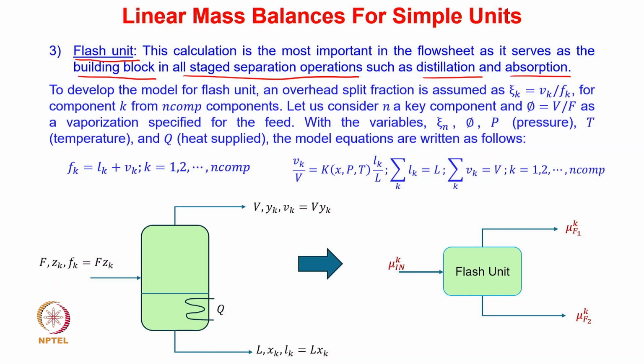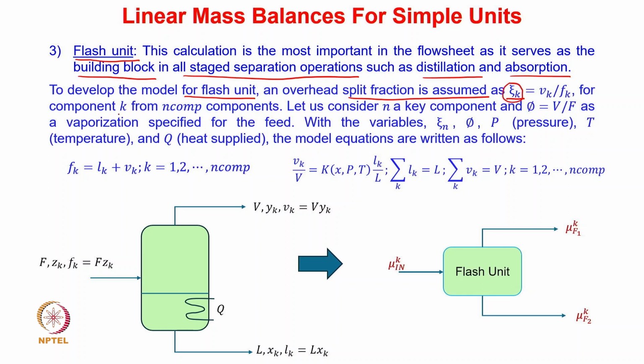In order to develop the model for the flash unit, an overall split fraction is assumed. So the overall split fraction ζ_k is nothing but what? ζ_k is nothing but V_k divided by F_k. Here V_k is the molar flow rate of the kth component in the vapor, and F_k is the molar flow rate of the kth component in the feed. So V_k by F_k is going to give us ζ_k.